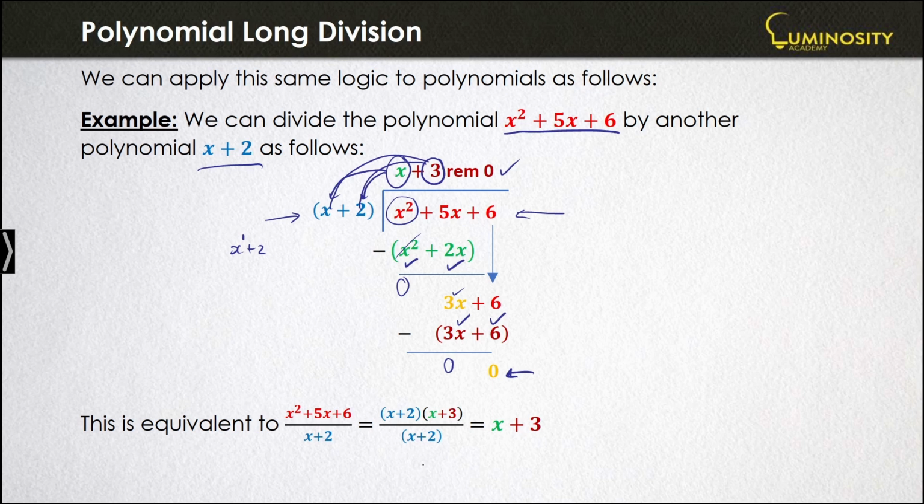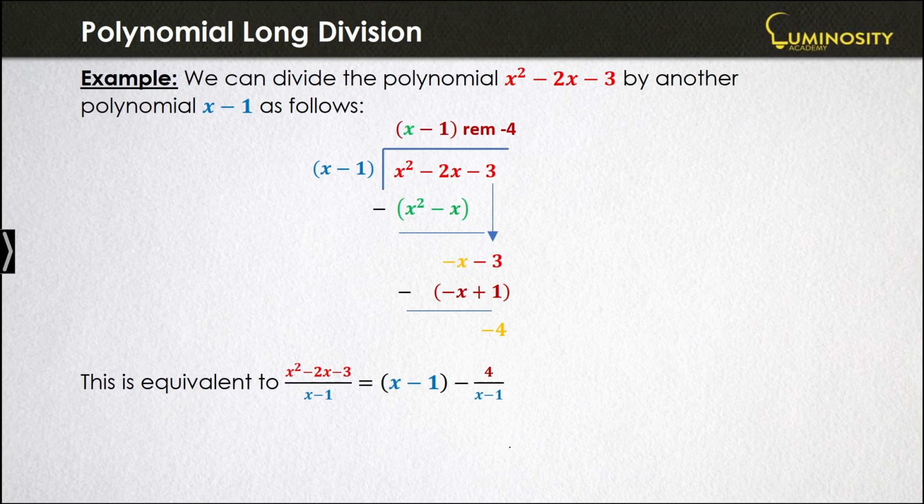Now if we did the normal factorization of x squared plus 5x plus 6, we have x plus 2 times x plus 3. Dividing that by x plus 2, well, these are common, so they'll divide each other out, so they'll go into each other one time, and we're left with x plus 3. But that's exactly what we got when we did the polynomial long division. All right.